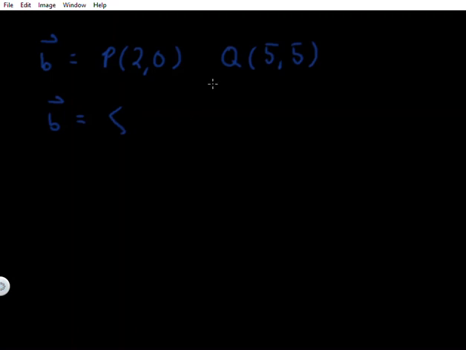Well, here we would just do 5 minus 2, comma 5 minus 0, giving us a component form of (3, 5). That's the correct answer.